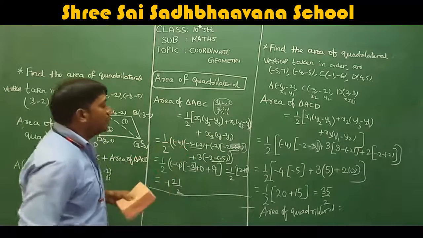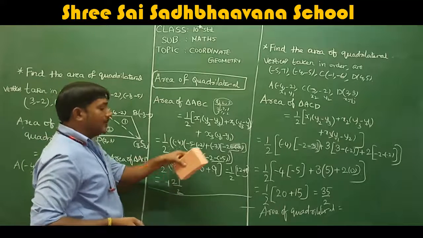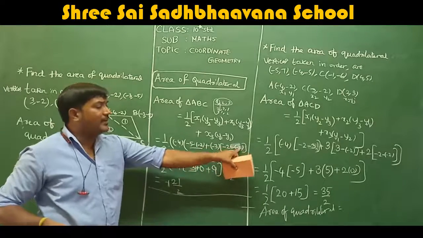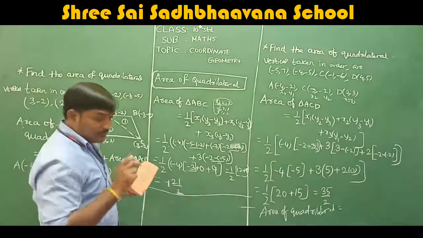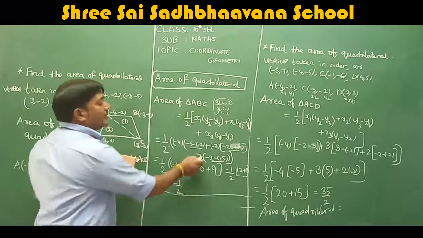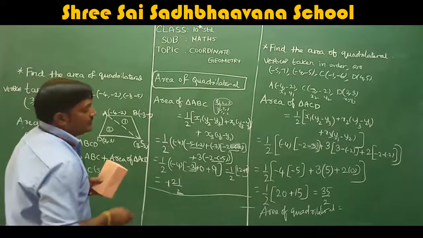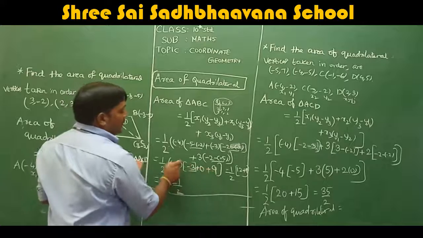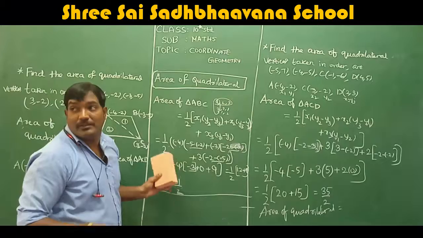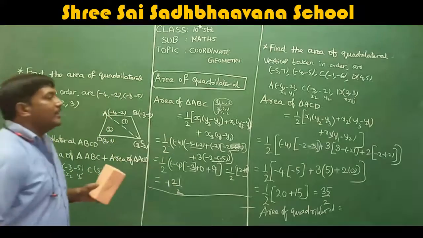Half into -4 into (-5 minus of -2), which is -3, then -3 into (-2 minus of -2), which will give you 0, because that is -2 plus 2, which is 0. 0 into anything is 0. And 3 into (-2 plus 5), which is 3. 3 into 3 is 9. Then -4 into -3 is 12. So 12 plus 9 is 21. So the answer will be 21 by 2. So area of triangle ABC is 21 by 2.